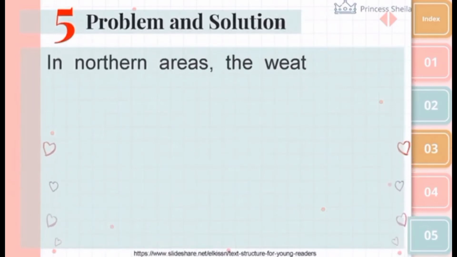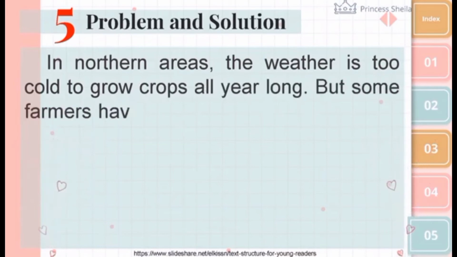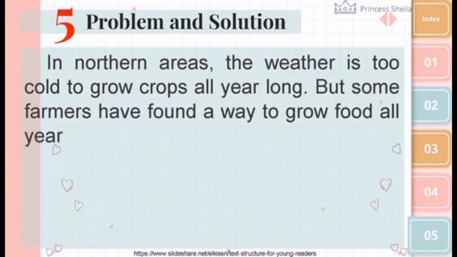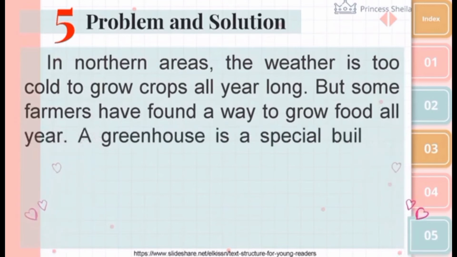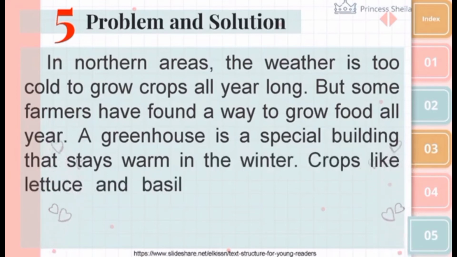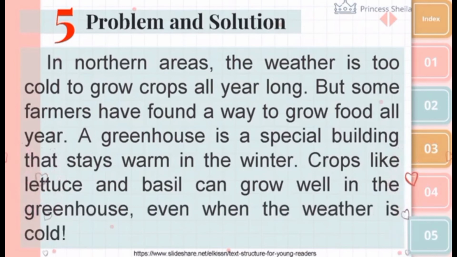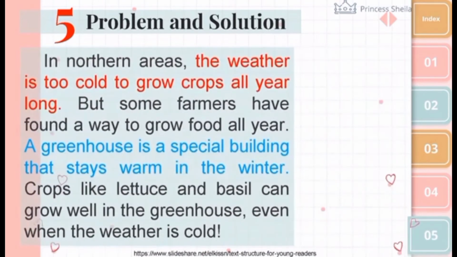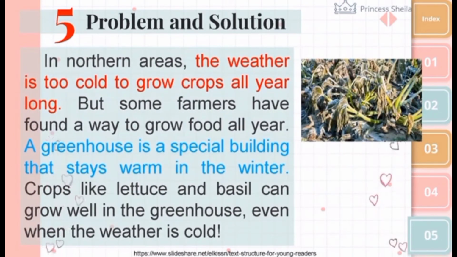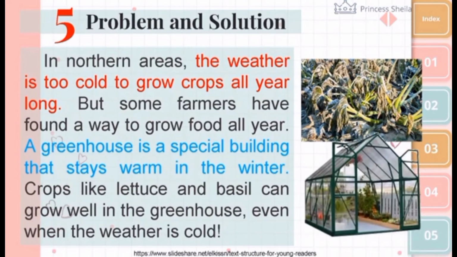Look at the example. In northern areas, the weather is too cold to grow crops all year long. But some farmers have found a way to grow food all year. A greenhouse is a special building that stays warm in the winter. Crops like lettuce and basil can grow well in the greenhouse, even when the weather is cold. Can you tell the problem of the farmers? What is their solution? Yes, the farmers' problem is this. In their place, the weather is too cold to grow crops all year long, so they found a way to grow food all year. Their solution is building a greenhouse.